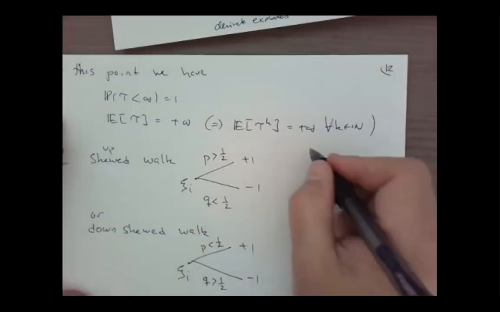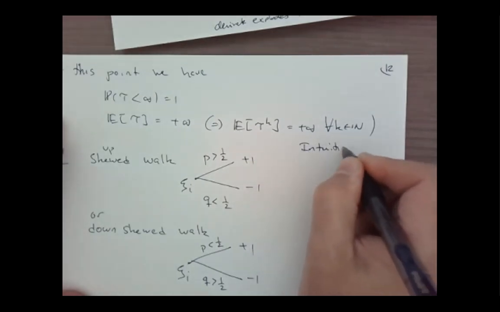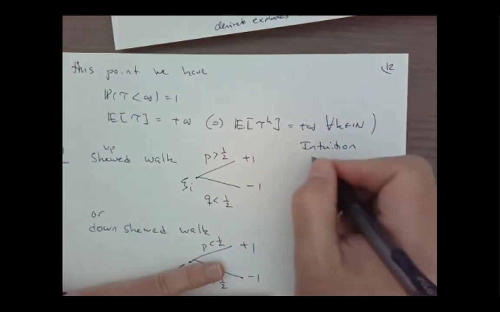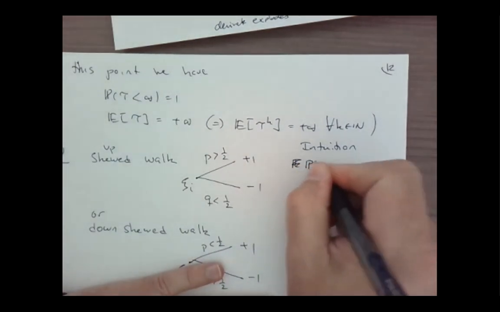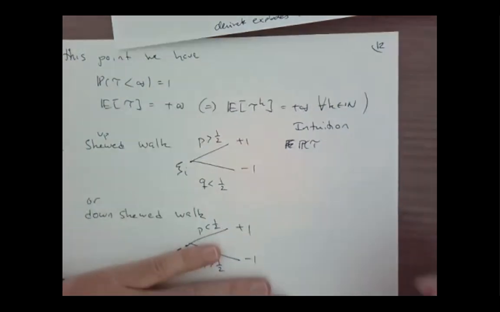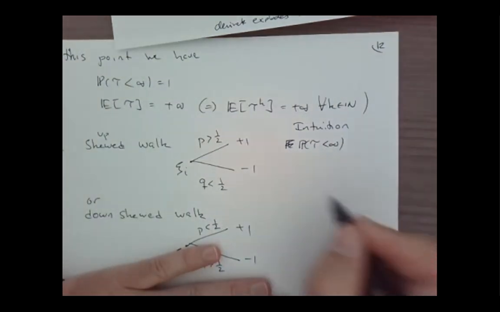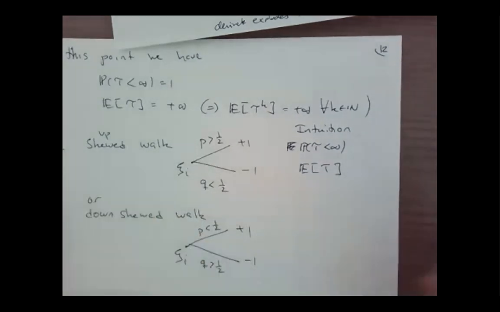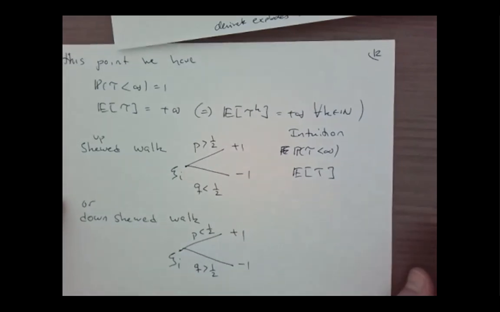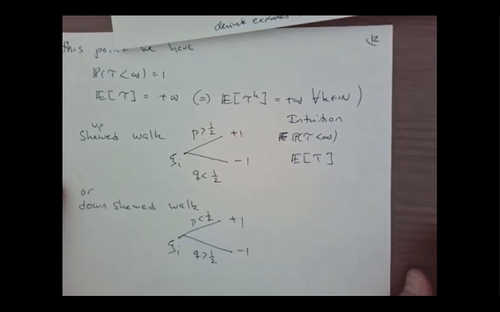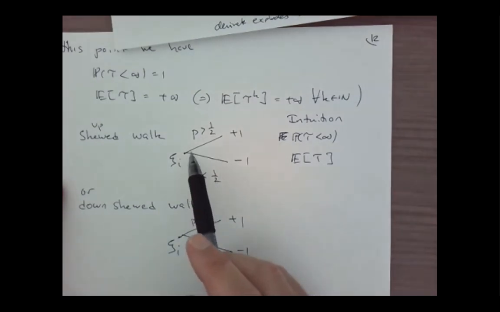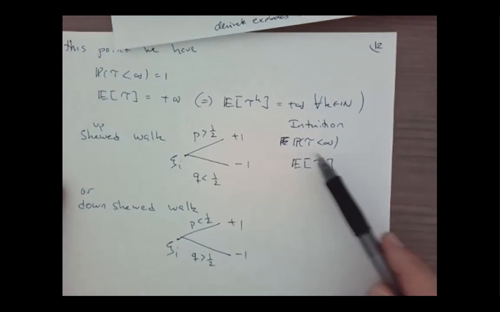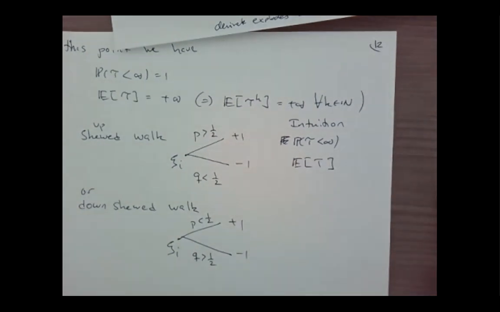And so just maybe some intuition. Tau is the first time. What is the probability of tau being finite? What is the expectation of tau? If I have an up-skewed walk on the integers, tau is the first time that you reach the level 1. What would the probability of being finite be?